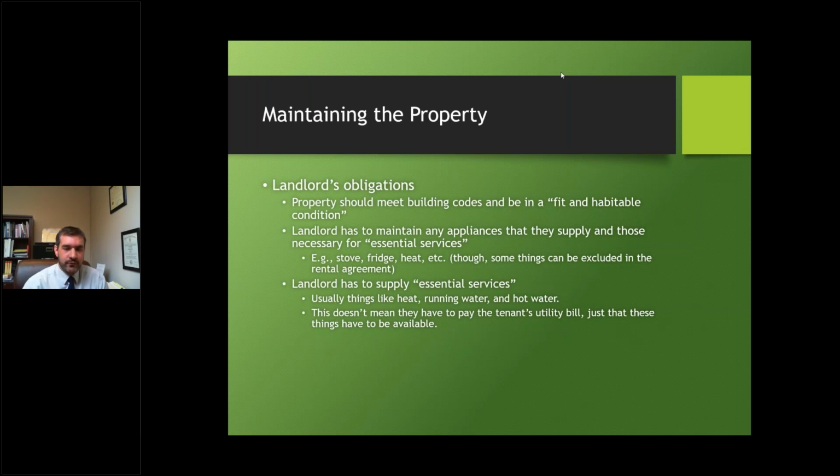So review the statute, section 2740-440. It lays out what the landlord's general obligations are, and then what some exceptions are depending on the type of property you're renting.